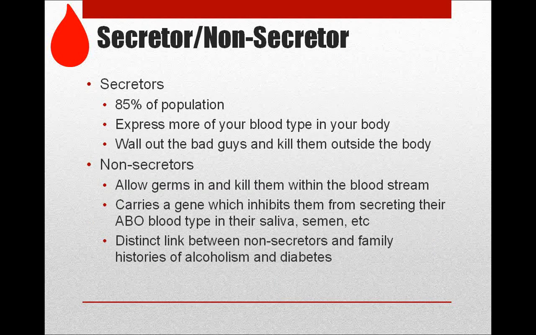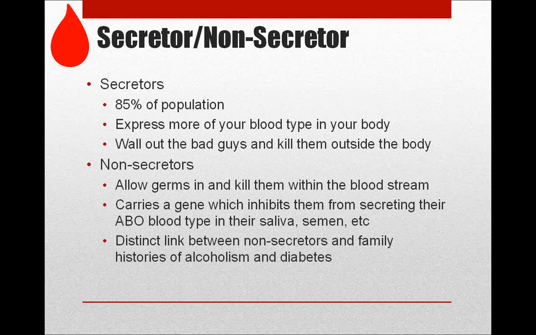Okay? There's another piece of the equation. Now, a lot of times this doesn't get addressed, but I find that in doing nutritional things, it's really important because you do have secretors and non-secretors. And this is how the digestive system works. If you are a non-secretor, the antigen structure is not going to be present in bodily fluids, like saliva. And the secretors, which is the most common, they do express that blood type in their body, and they do kind of wall out the bad guys more and kind of kill them in that first line of immune defense.